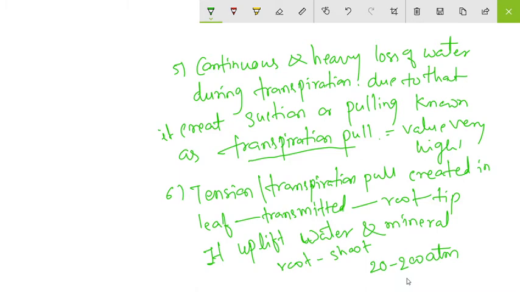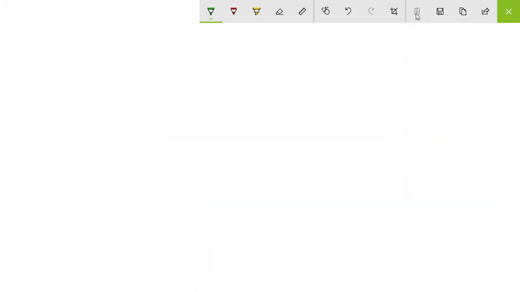This theory is mainly based on the transpiration pull, the cohesion, and the transmission of the tension. So there are three important things here. The first is the transpiration pull. Second is the cohesion. And third is the transmission of tension.